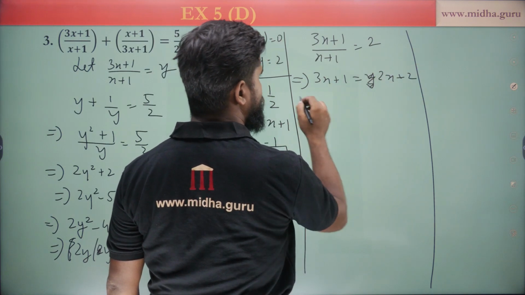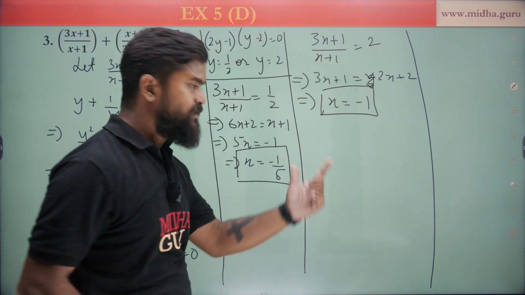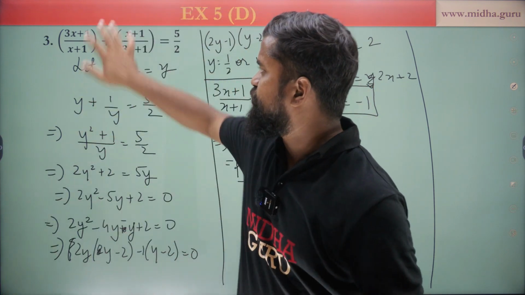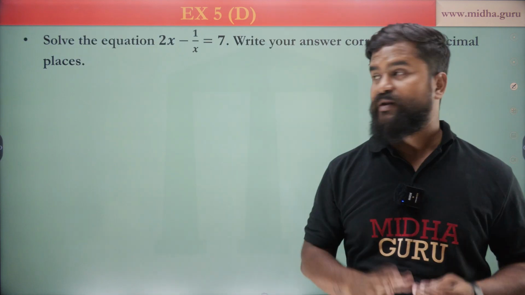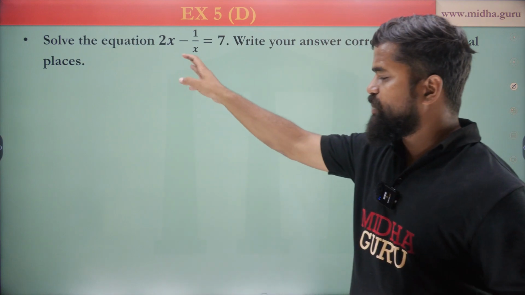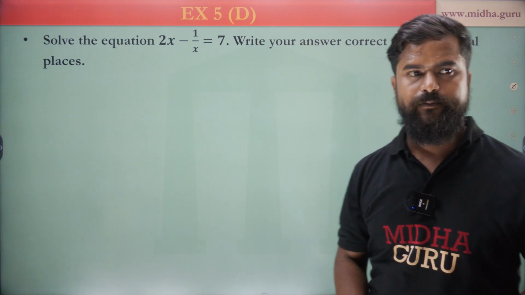Taking 2x to this side and minus 1 to the other, I get x is equal to minus 1. So these are the two values for the variable x for said equation. Let's move on to the next question. The next question is, solve the equation 2x minus 1 by x is equal to 7. Write your answer correct to 2 decimal places.